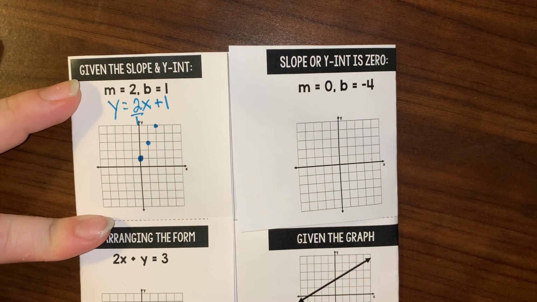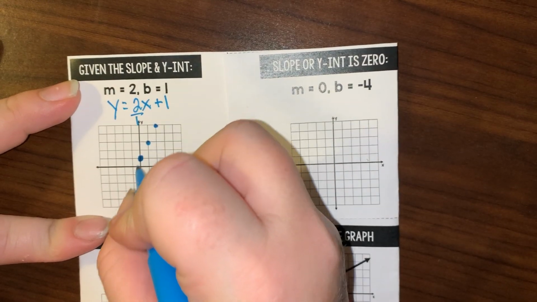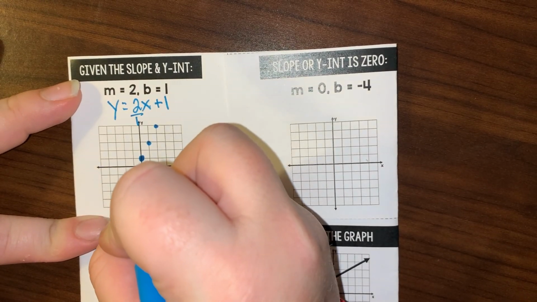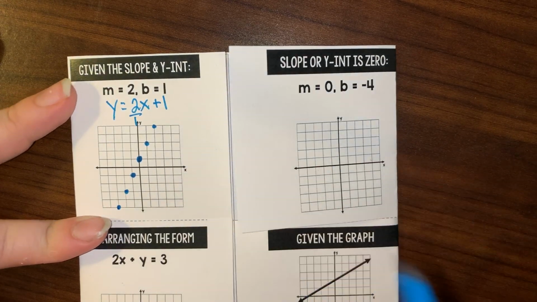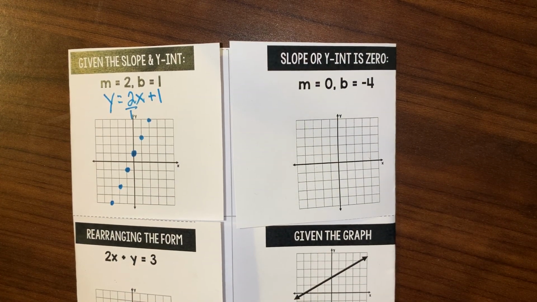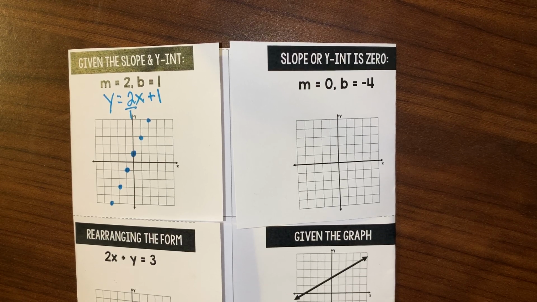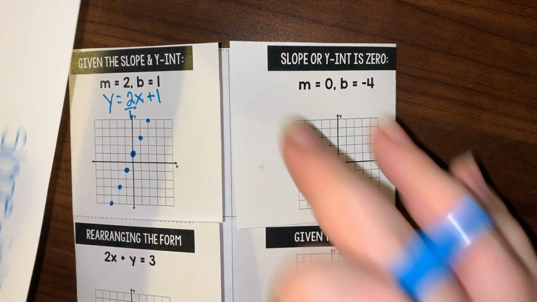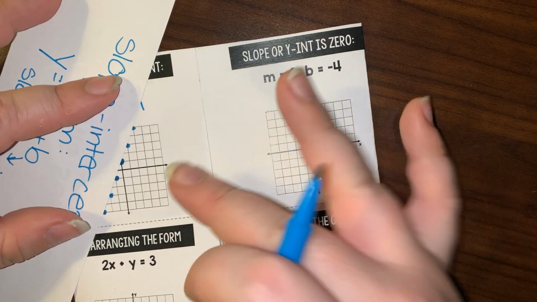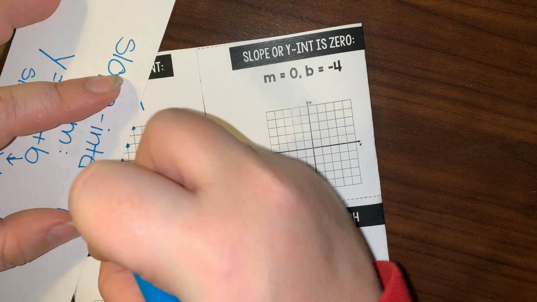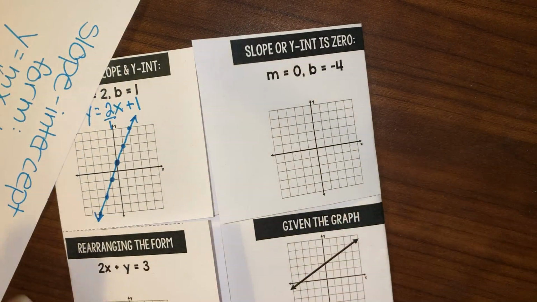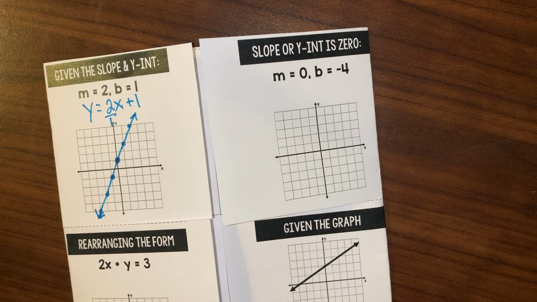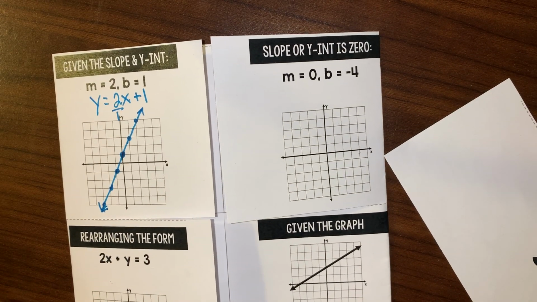I can also do the exact opposite. Instead of going up 2 and to the right 1, I can go down 2 and to the left 1. Down 2 and to the left 1. So then using some sort of straight edge, you want to connect all of these lines. Just gonna try to use this paper. So that is what the graph of that equation would look like.